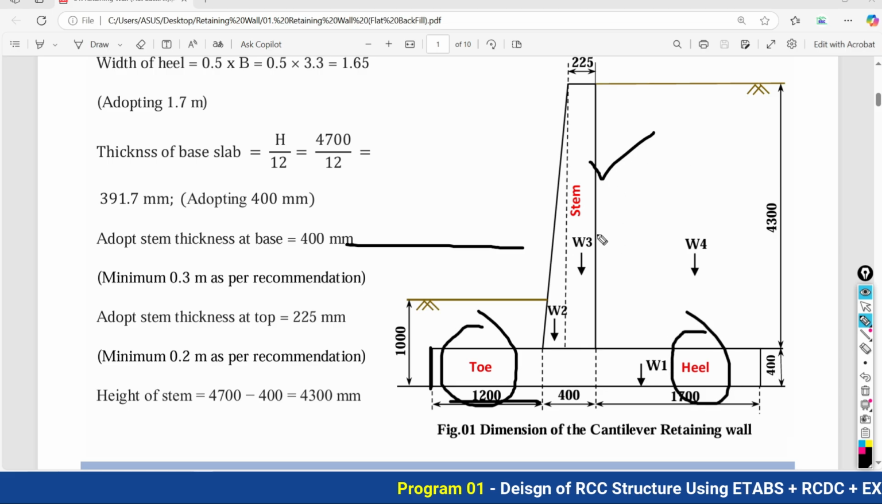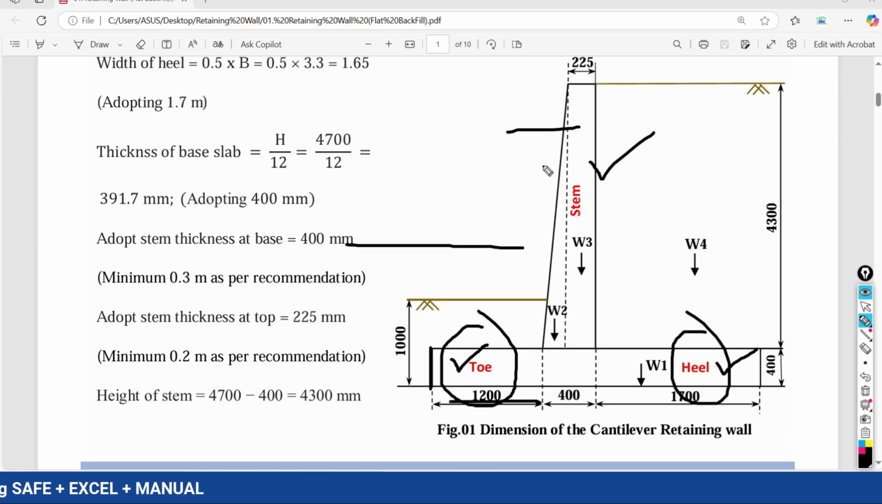The portion under the backfill area we are going to call heel. The portion on the other side of this heel we are going to call toe, and this is called the stem of your cantilever retaining wall. We need to find out the sizes of these.